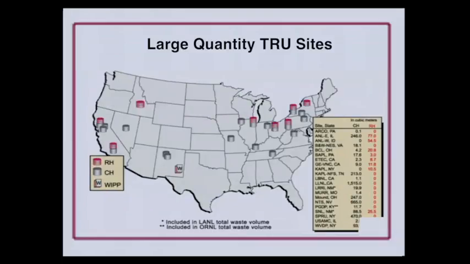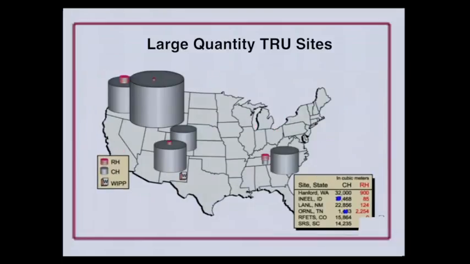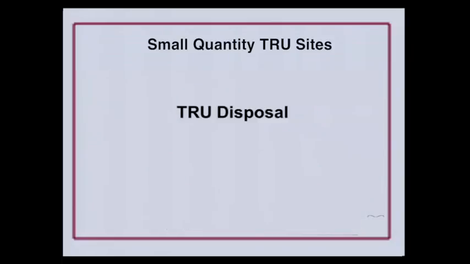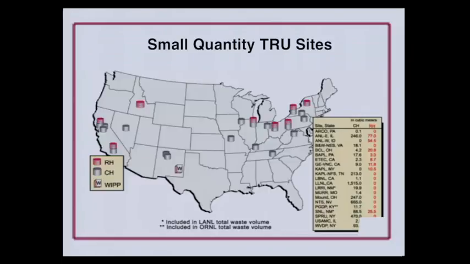Now, a distinction is made. These are large quantity sites. There are also, as you can see, numerous small quantity sites, little research laboratories and things like that, scattered all over the United States with the quantity in cubic meters. Any questions on the classification itself?